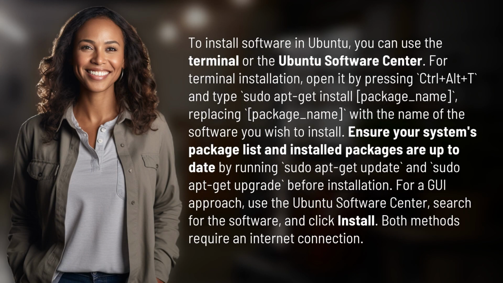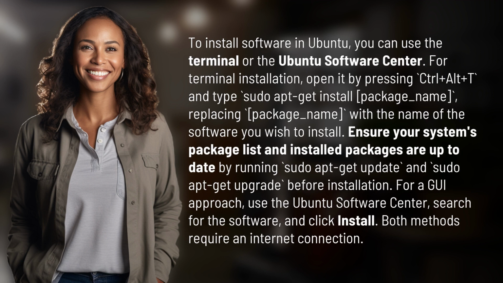To install software in Ubuntu, you can use the terminal or the Ubuntu Software Center. For terminal installation, open it by pressing Ctrl+Alt+T and type sudo apt-get install package_name, replacing package_name with the name of the software you wish to install.